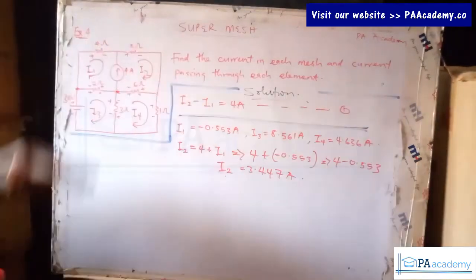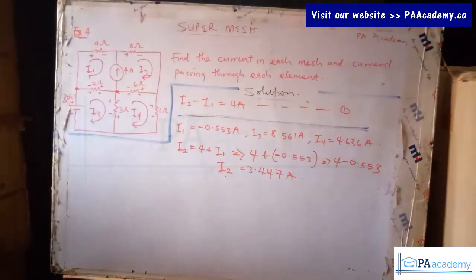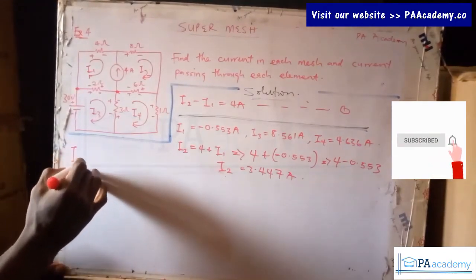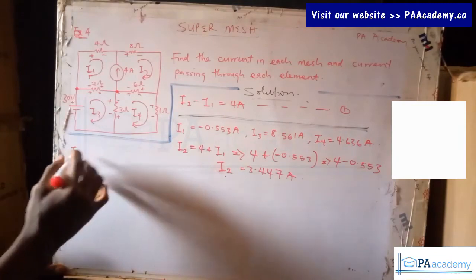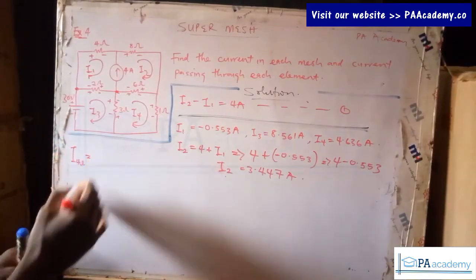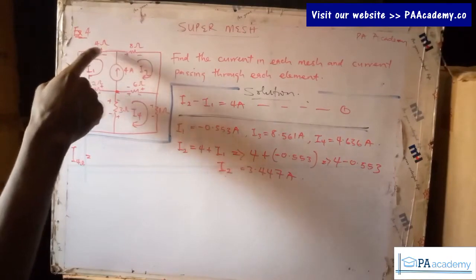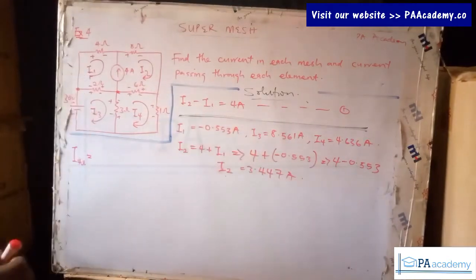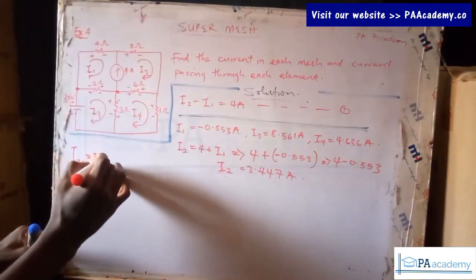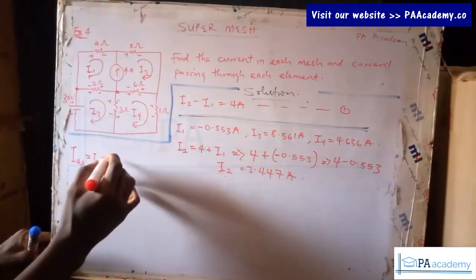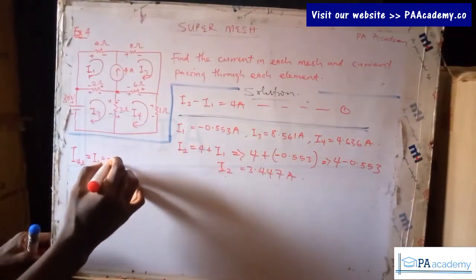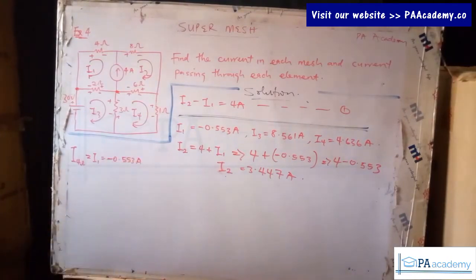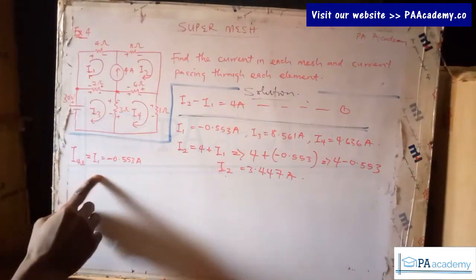Let's take it from the top and come down. Let's start from the 4 ohm resistor. So that's I with a subscript of 4 ohms, the current in the 4 ohm resistor. In this 4 ohm resistor, we only have one current flowing through it, and that is I1. So the current through the 4 ohm resistor is just I1, and the value we got for I1 is minus 0.553 amperes.